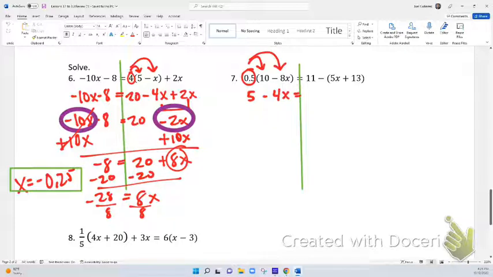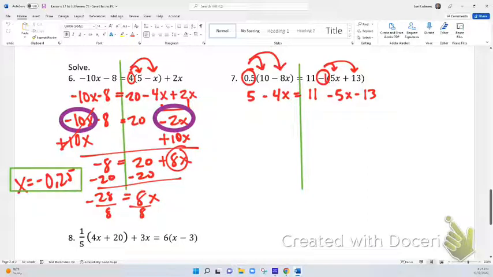On this side, remember that there is an imaginary number outside of the parentheses. See how there is no number out here? So this is going to be a -1. So circle your -1, and then we distribute. Okay? So -1 times 5x gives you a -5x. -1 times 13 gives you a -13. We didn't do anything to the 11, so you just bring it straight down.